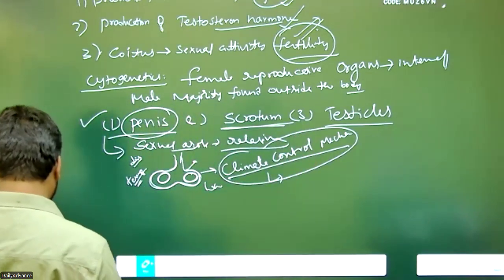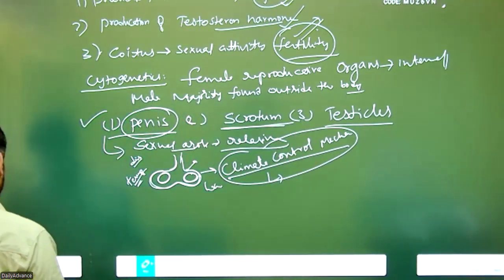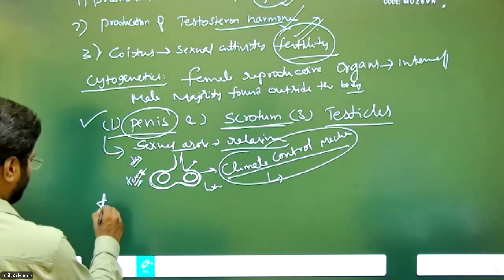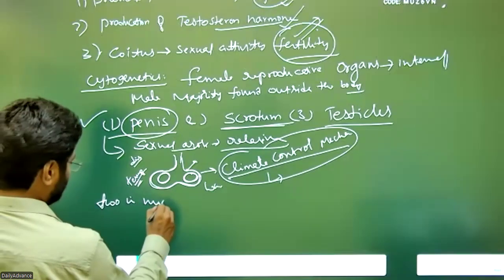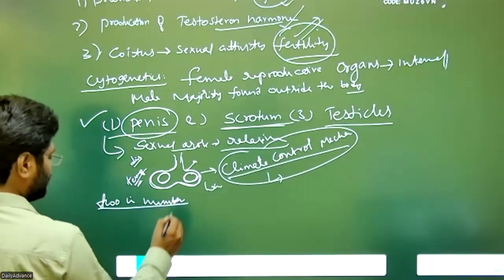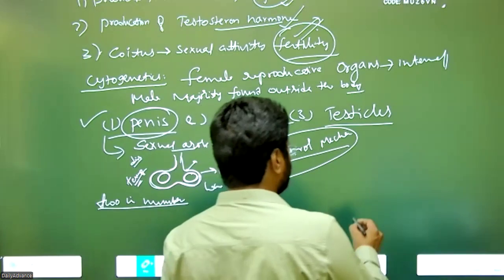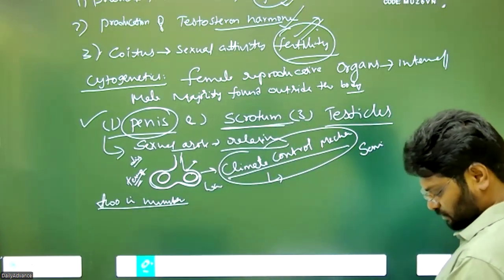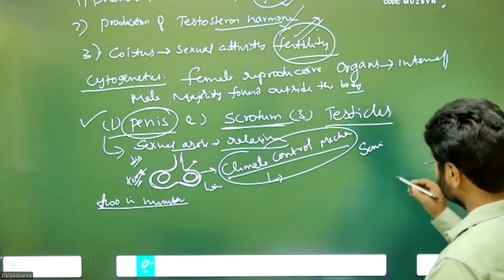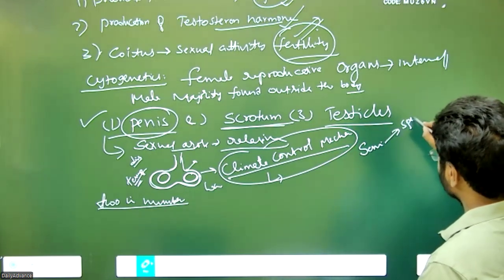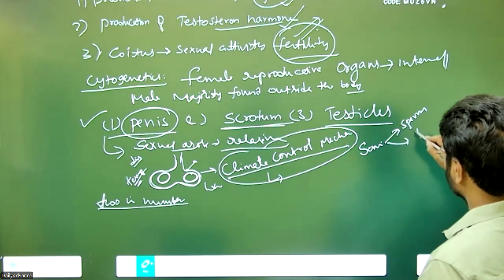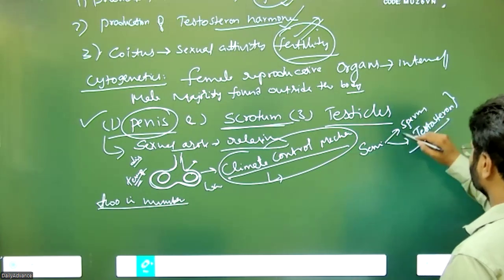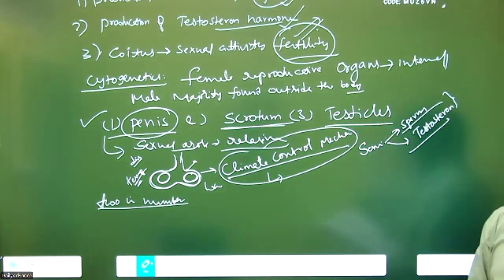And the third one is the testicles. Testicles are also called testes. These are two in number. Each testicle has a bulky material, and these testicles generally produce sperms as well as testosterone. So these are the general functions of testicles.